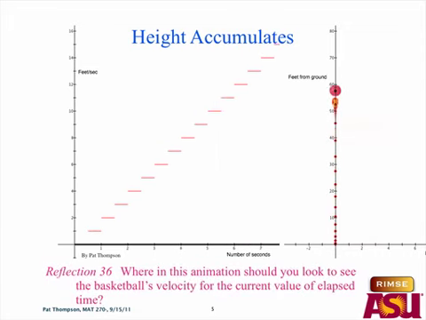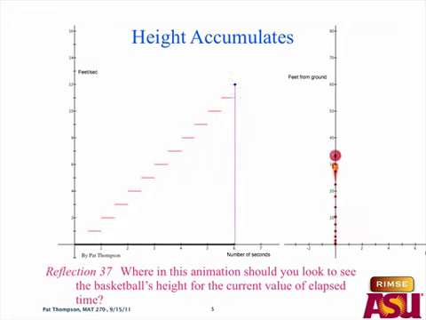Okay? Where should you look to see the basketball's velocity for the current value of elapsed time? Where should you look to see the velocity? On the y-axis of the left graph. Yeah, so this is our rate of change graph, feet per second. Rate of change of distance is velocity, right? So the y-axis of the left graph is telling us velocity, or rate of change.